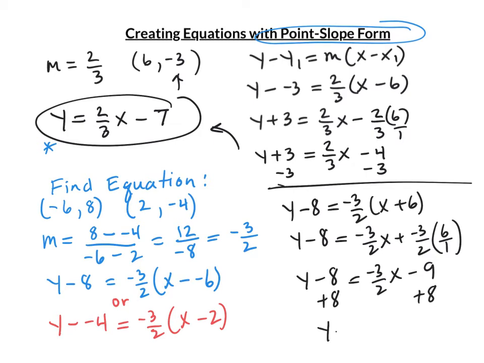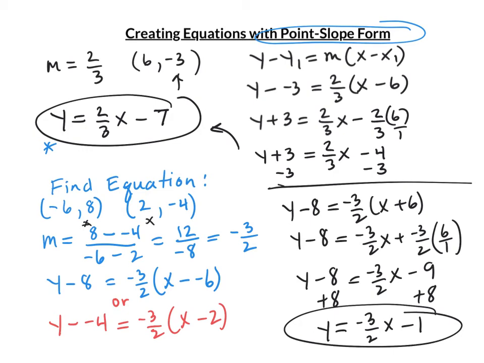itself. Y equals mx plus b. It's -3/2 x minus 1. And if we graph that, we'll see that it passes through both of these points. And it has a slope of -3/2 and an intercept of -1. I'll prove it to you.